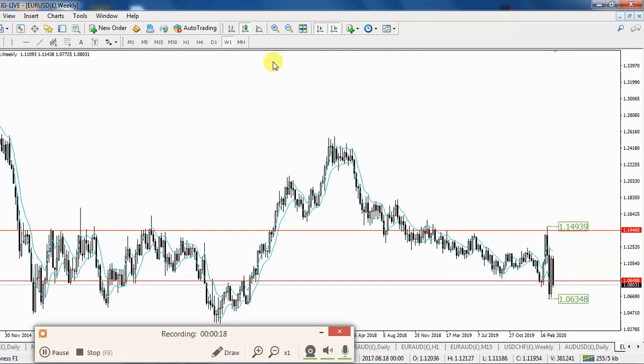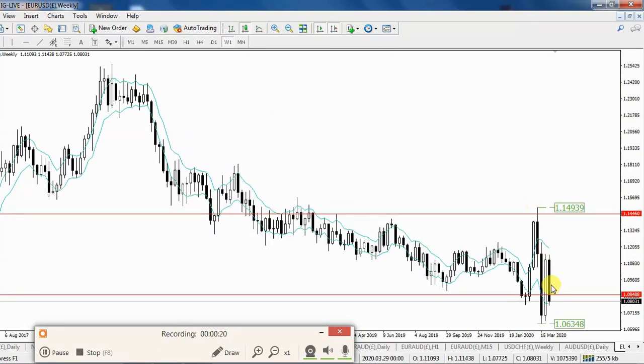Last week, after the price came down all the way here and tested the monthly low, we had this big retracement, this weekly bullish candle. But for this week we've seen that the price pretty much lost all the gains it made last week, and it's also closed a very strong bearish candle.